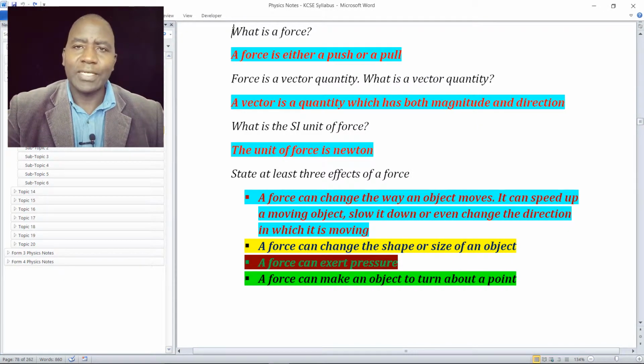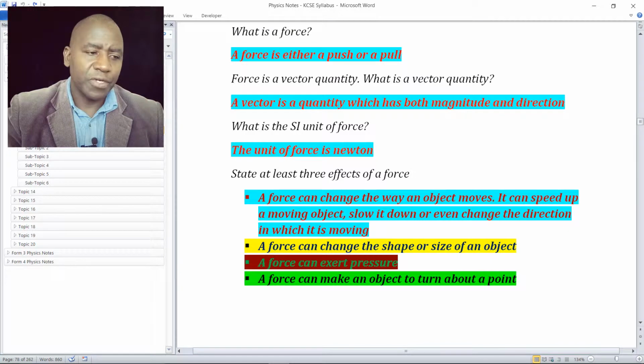A force can exert pressure, and you've studied this topic somewhere in Form 1. A force can make an object turn about a point. And this is the content of this topic, turning effect of a force.